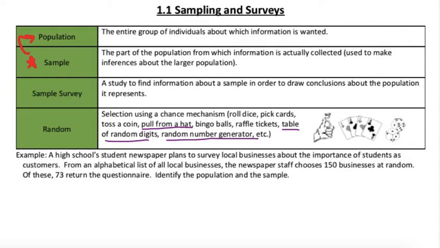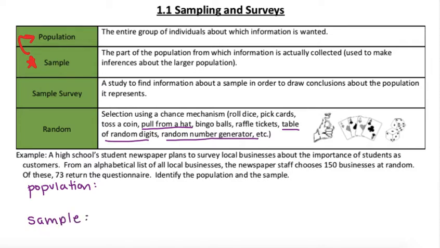An example: a high school student newspaper plans to survey local businesses about the importance of students as customers. From an alphabetical list of all local businesses, the newspaper staff chooses 150 businesses at random. Of these, 73 return the questionnaire. Identify the population and the sample. Our goal is to identify what the population is here and what the sample is.